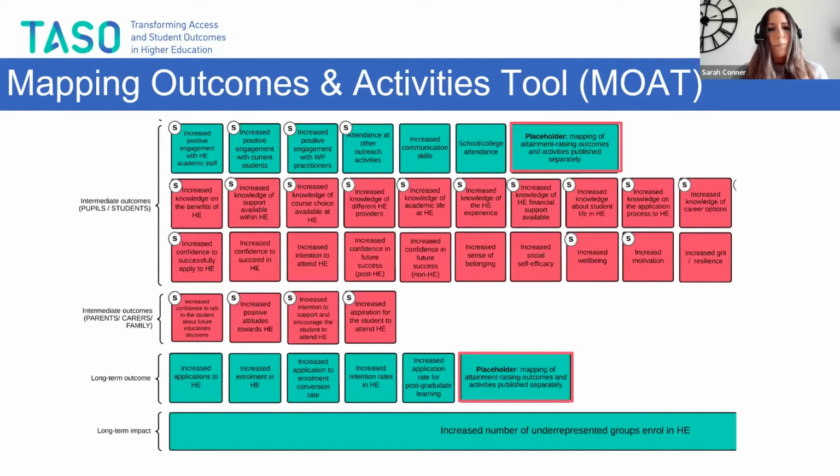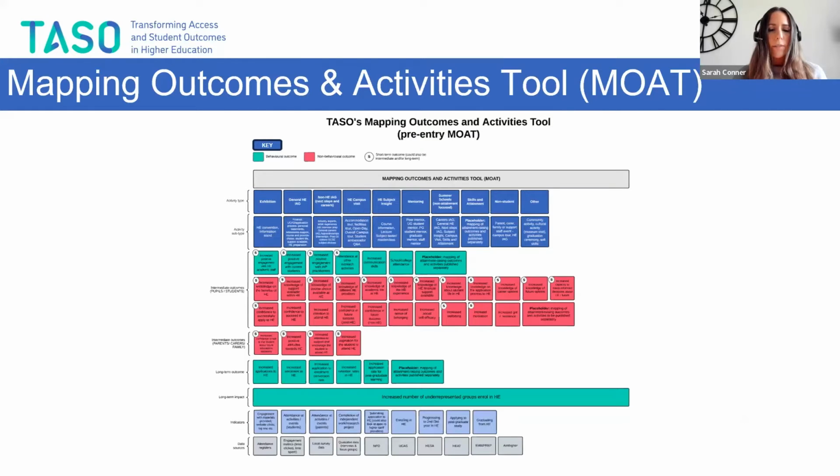And we've also got that temporal split. So the little S's that you can see in the circles, if that's clear to you, they represent short-term outcomes, but we also have intermediate outcomes and our longer-term outcomes, which are related to increasing applications to and enrolment in HE. But you'll also see that we still have those placeholders there for the attainment-raising outcomes. So we don't yet include outcomes that are specifically related to increased attainment. So we still needed to work on this.